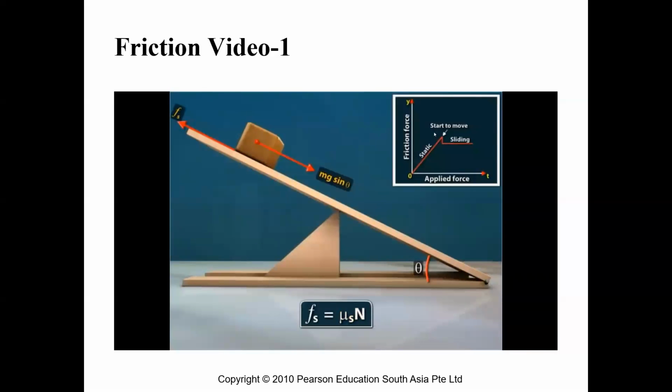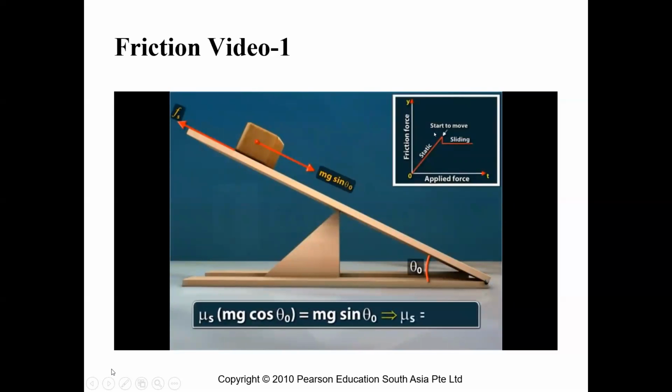In this example, theta 0 is the maximum inclination for which the block is stationary. Then Fm equals mg sin theta 0. Then mu s mg cos theta 0 is equal to mg sin theta 0, which makes mu s equal to tan theta 0. Theta 0 is called the Coulomb ratio.